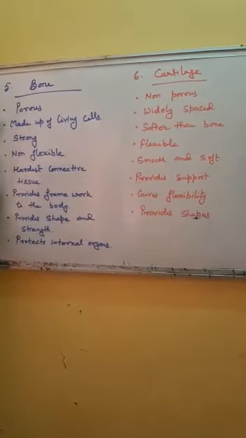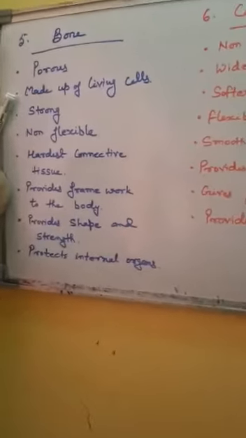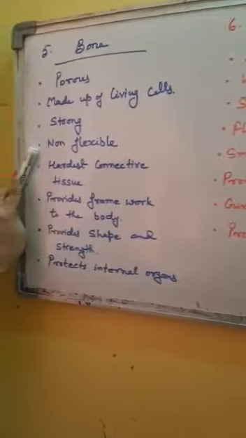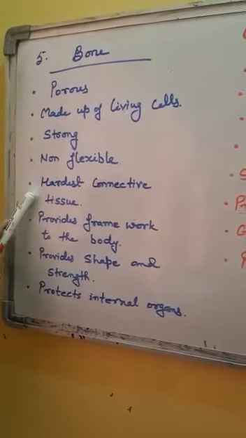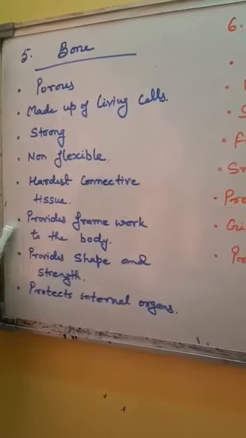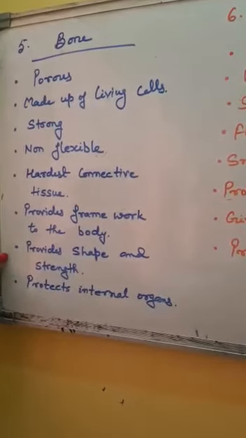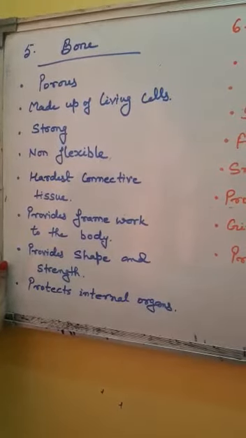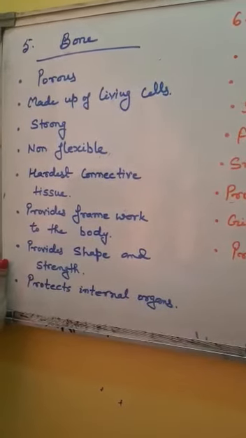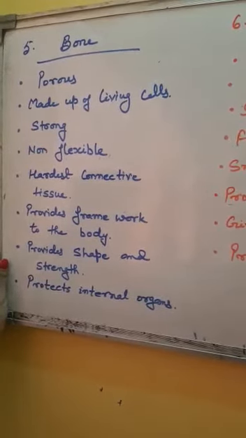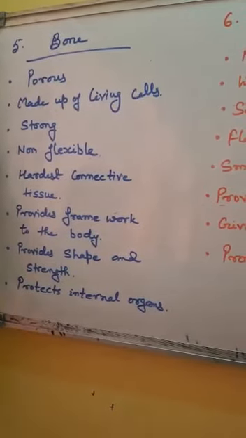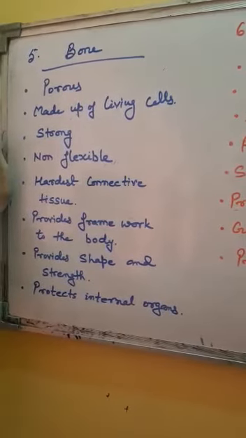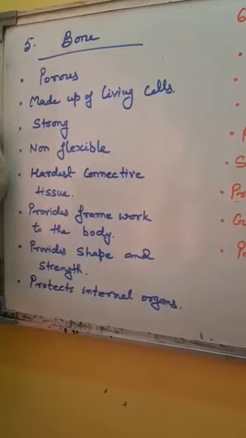The next connective tissue is bone. Bones are porous structures made up of living cells. These are very tough and strong structures, non-flexible. Bones are considered the hardest connective tissue. Bone provides a framework to the body. It provides shape and strength to the body. Also, bone protects internal organs such as brain, lungs, liver, etc. So, bones are very hard and strong connective tissue which are non-flexible, porous and provide a framework to the body.